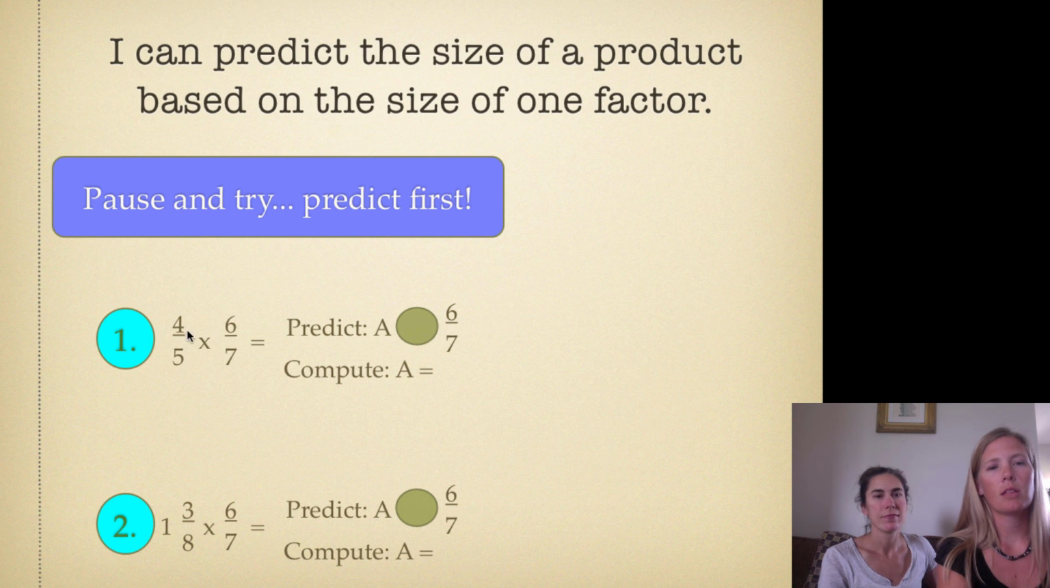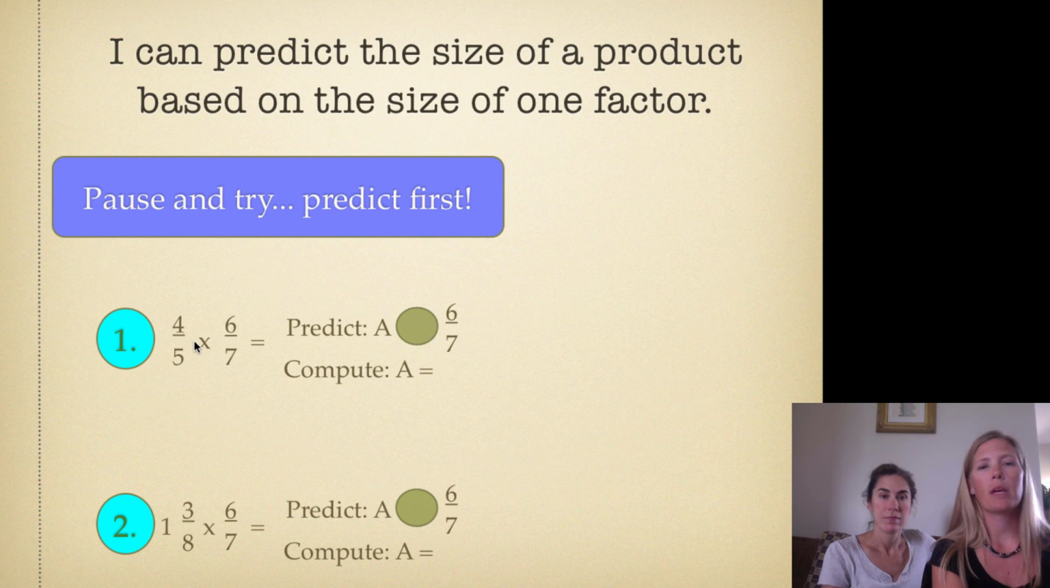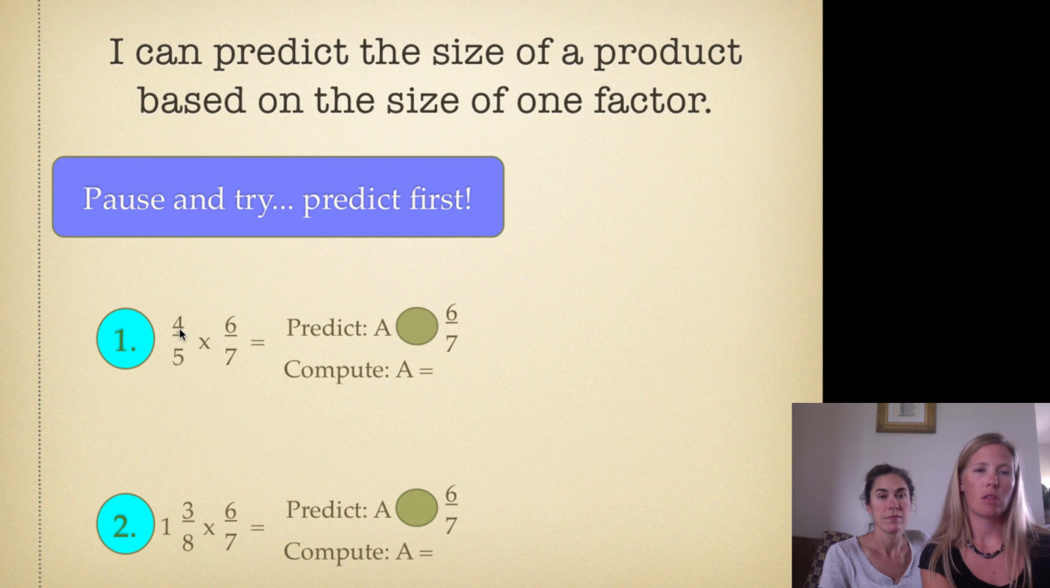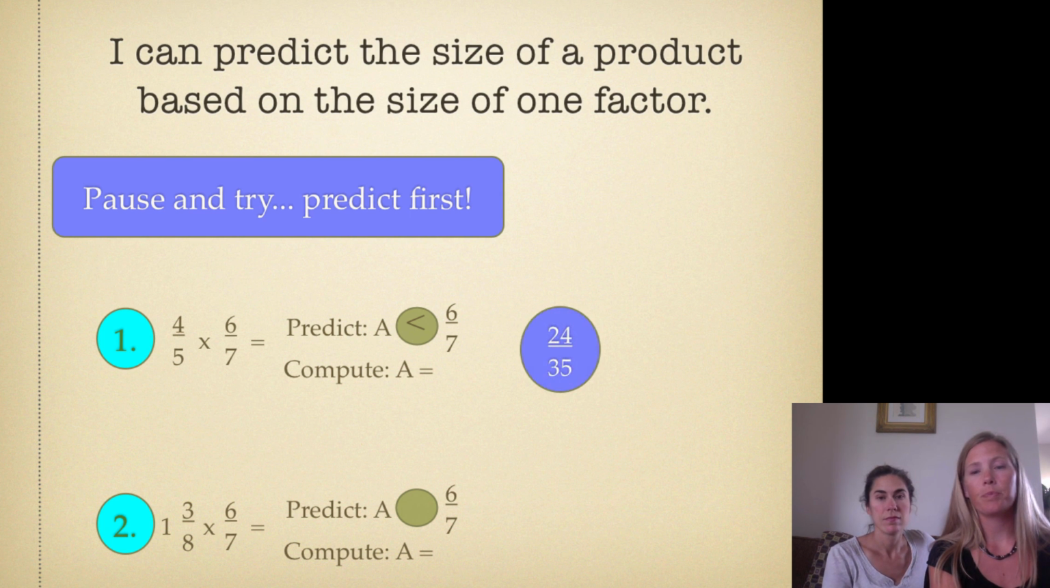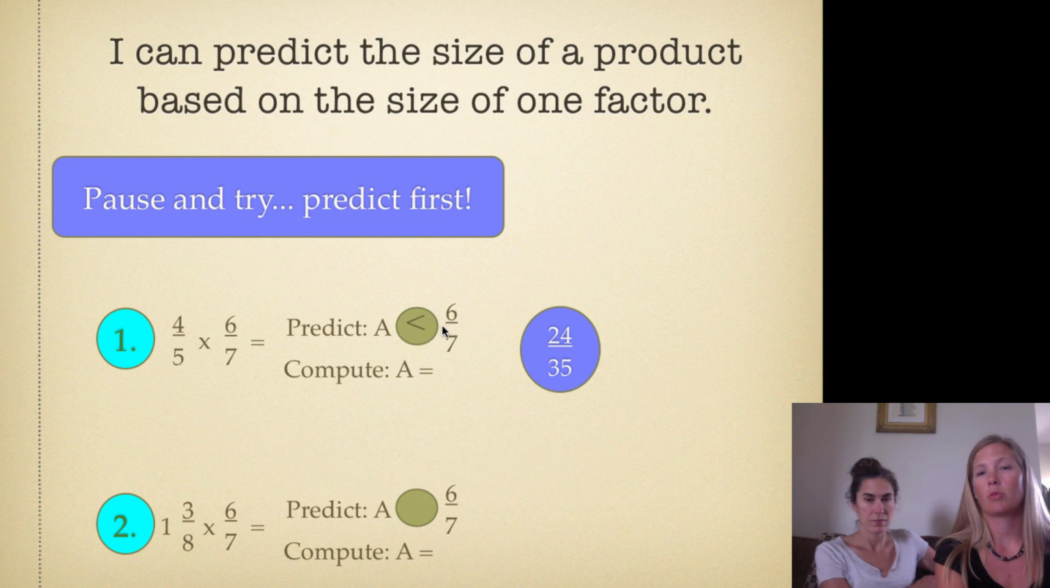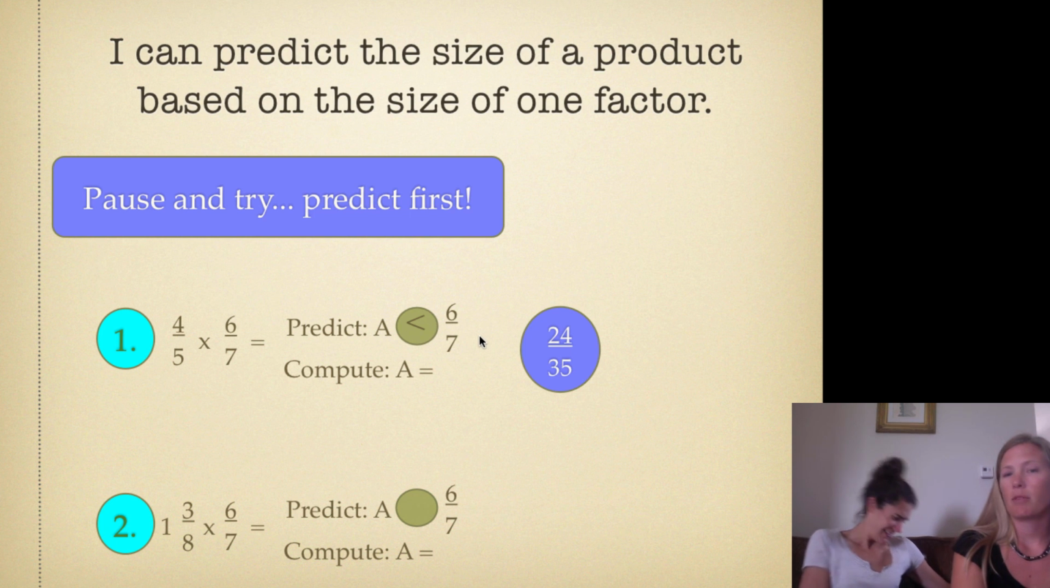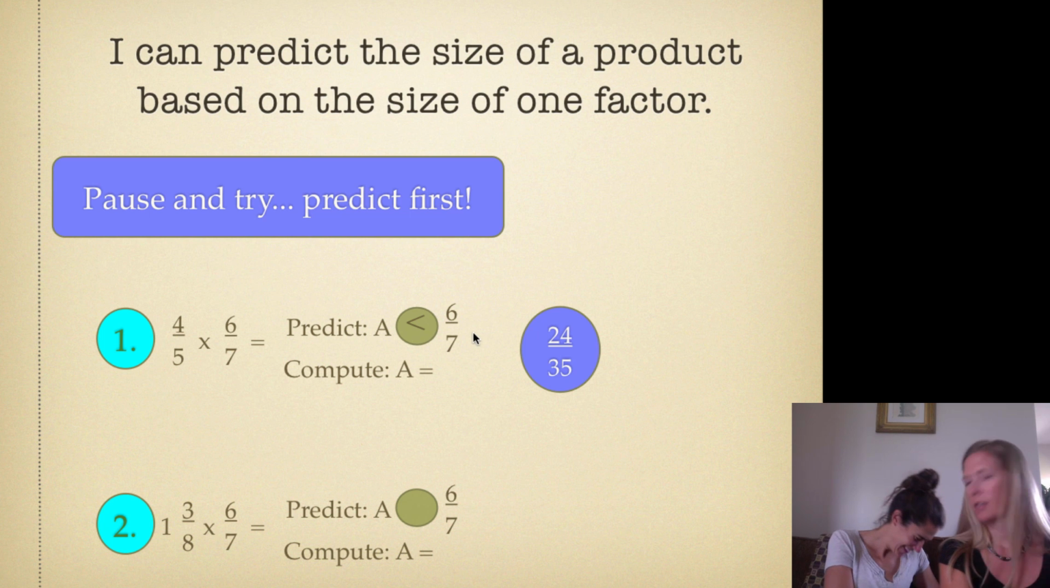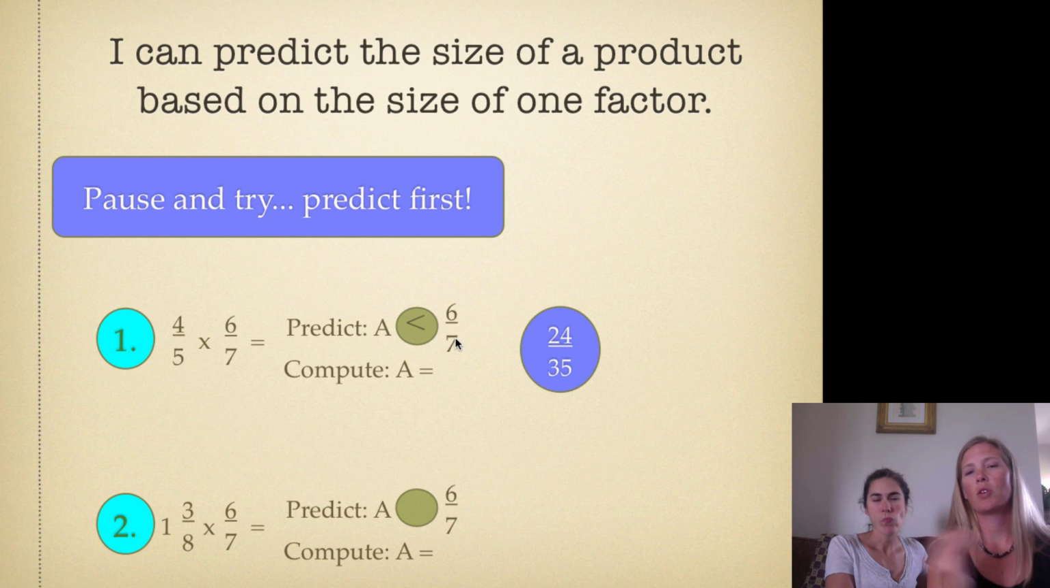Okay, so when I'm looking at these, I know 4/5 is less than 1. Based on what Mrs. Van Dam just said, if my factor is smaller than 1, then my answer is going to be less than 6/7. When I go through and actually solve, I multiply straight across and end up with 24/35. That is less than 6/7, which, if you get common denominators and compare them, you would see that it is less than 6/7.